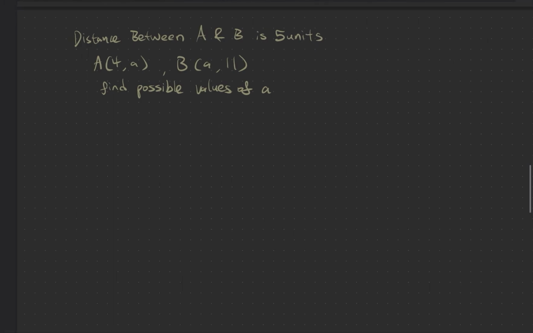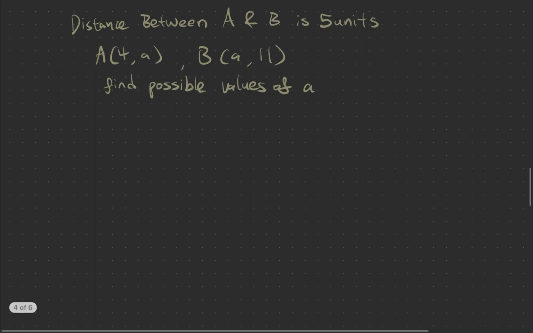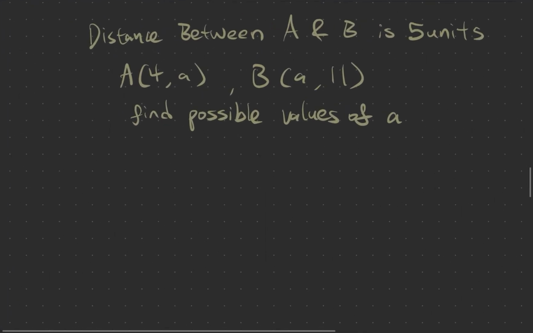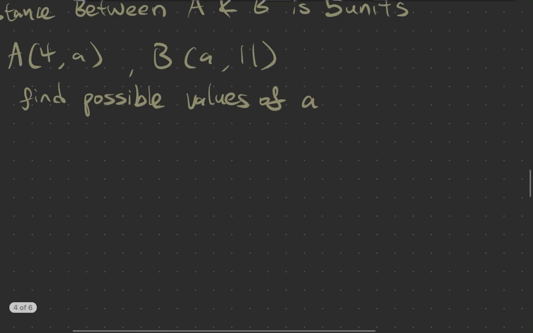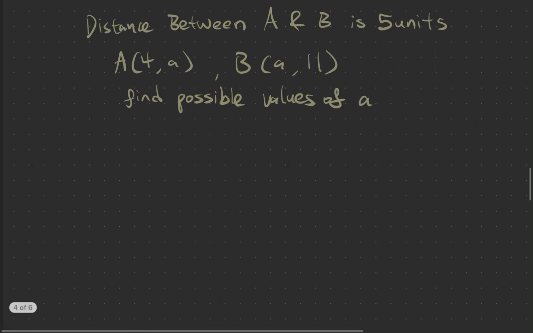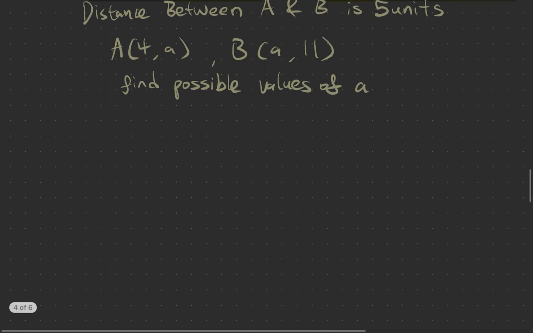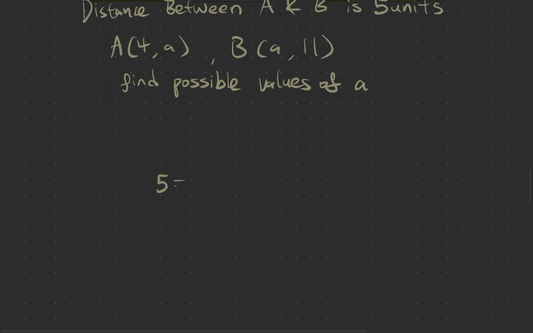Now this question is saying that the distance between A and B is 5 units. So A has the coordinates of 4, a, and B has the coordinates a, 11. So we need to find the possible values of a. For this kind of question, your length is given, but your coordinates are unknown. So basically, what you have to do is the same method, formula as just now. So now we know our length, but we don't have our coordinates.